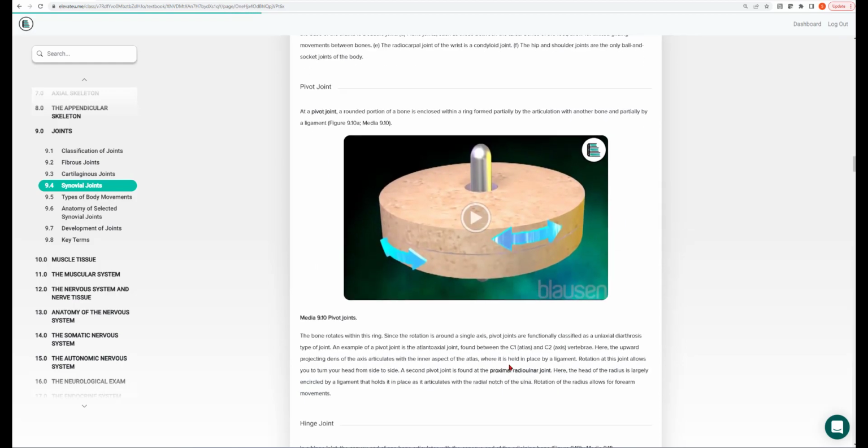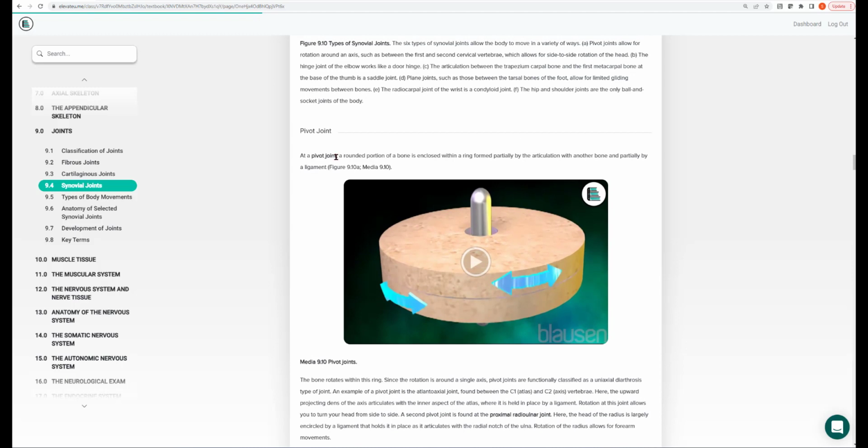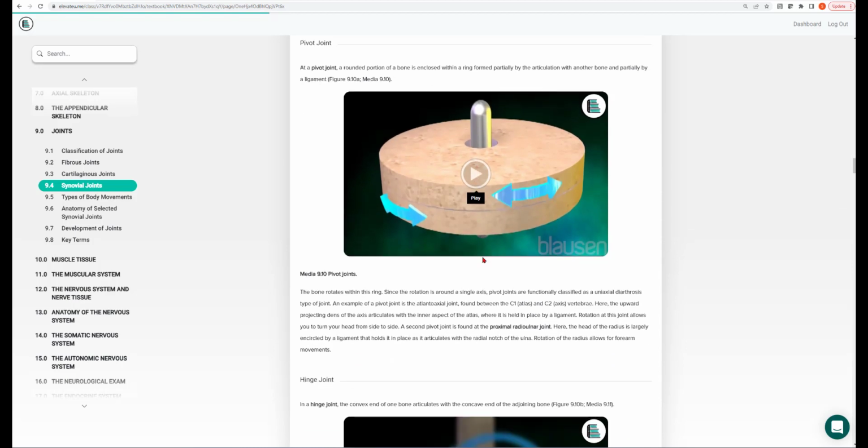So let's take a look first of all at a pivot joint. This is definitely one that I want you to know, right? A pivot joint. You can watch this video. The one pivot joint that I want you to specifically know is the atlantoaxial joint. The atlantoaxial joint is the joint found between C1 vertebra, the atlas, and C2 vertebra, the axis.